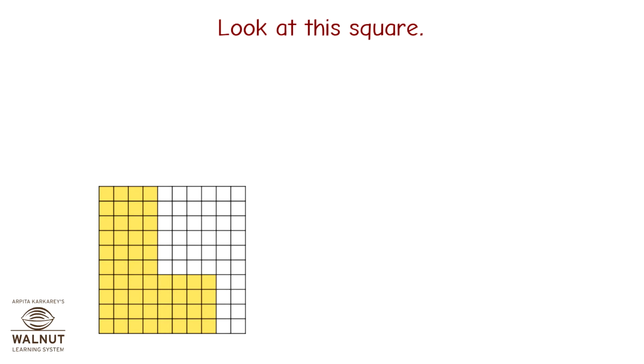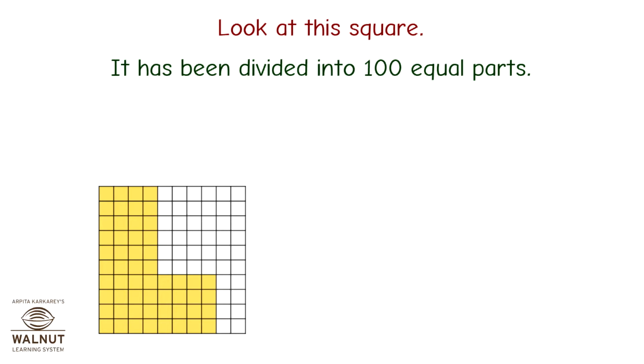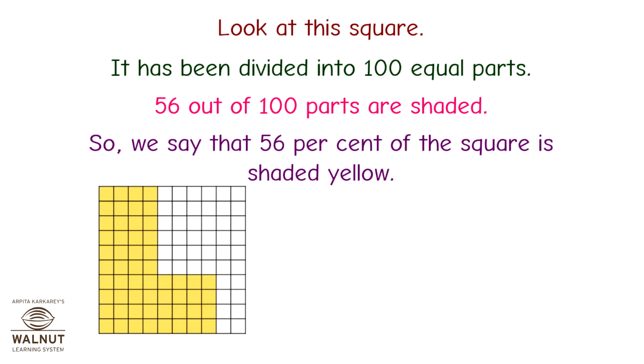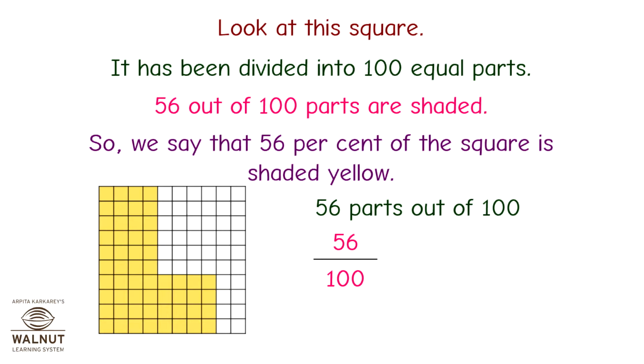Look at this square. It has been divided into 100 equal parts. 56 out of 100 parts are shaded. So we say that 56% of the square is shaded yellow. 56 parts out of 100 is written as 56 upon 100 is shaded. In percentage, we write it as 56% is shaded.